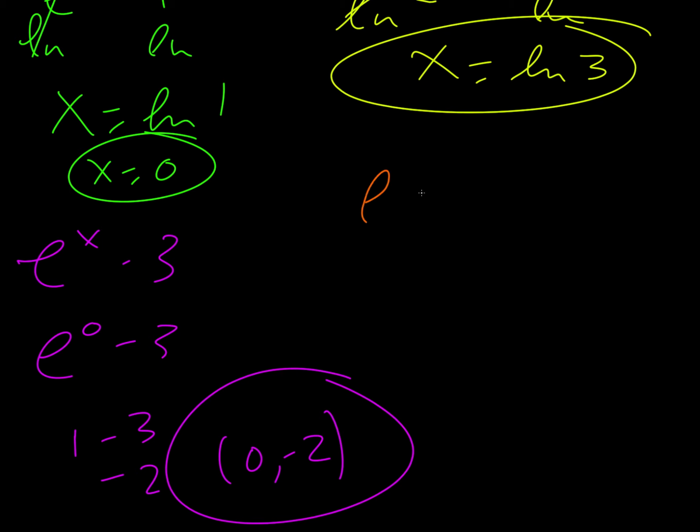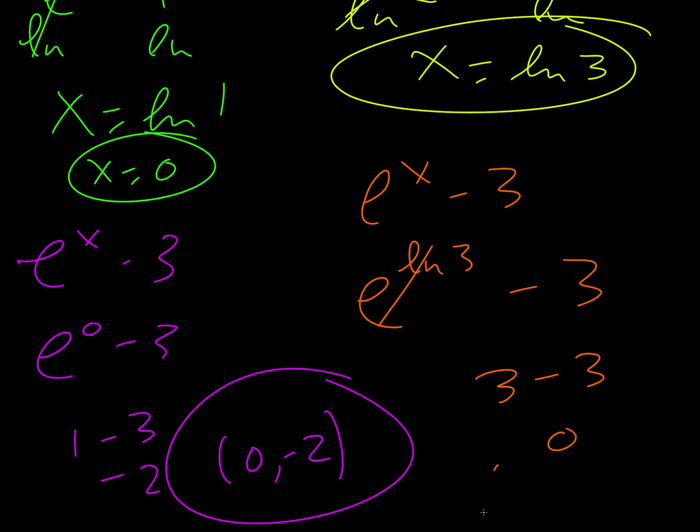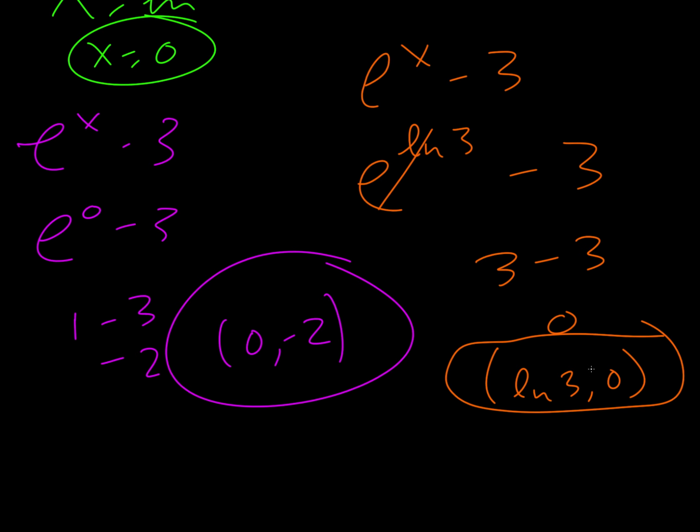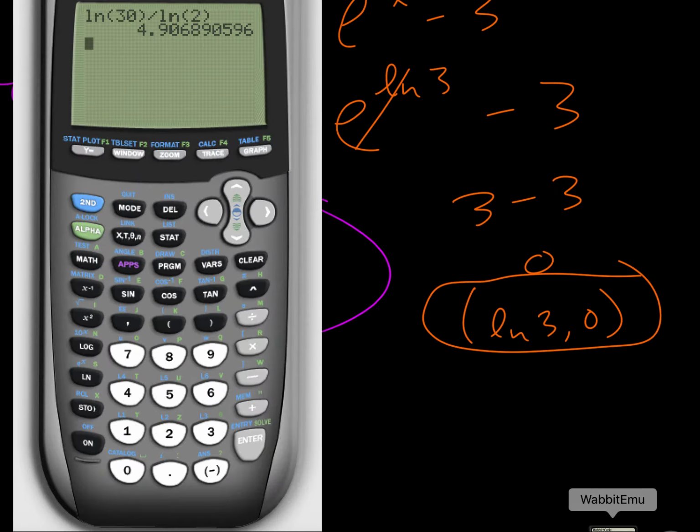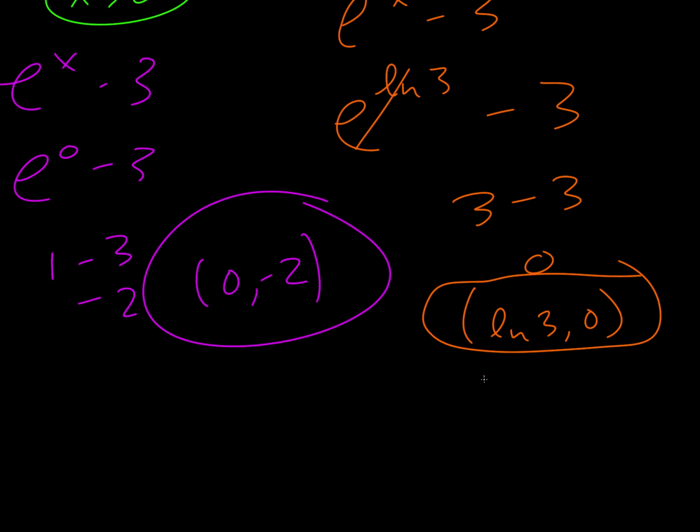And then this one, if I do e to the x minus 3, I do e to the natural log of 3 minus 3. And so e and natural log cancel, so that's 3 minus 3, which is 0. So that means natural log 3, comma, 0 is the other place where that crosses. And they want us to check using technology. And so what I'm going to do real quick is I'm going to change that natural log 3 into a decimal. And so that's 1.10.